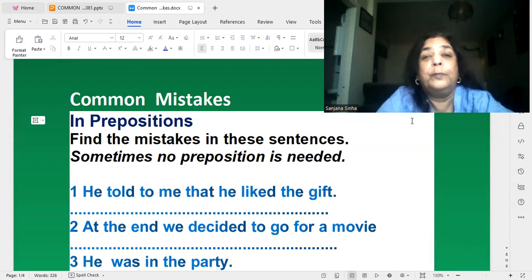And they pose a lot of problems if you are getting it wrong. So let us take a look at the exercises and some sentences and how to rectify them. So find the mistakes in these sentences. Sometimes no prepositions are required. So the first is, number one. Yeah, there are 20 sentences which are brought for you. And we are going to rectify all these 20.